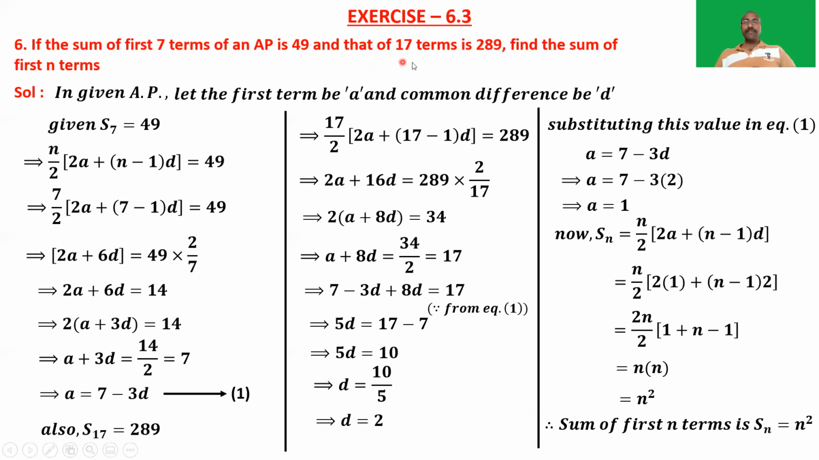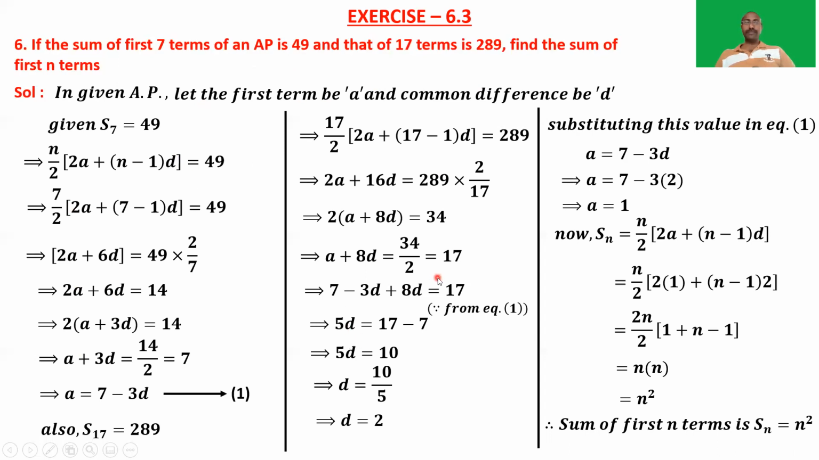And the sum of 17 terms is 289, which is equal to 17 square. S7 is equal to 7 square, S17 is equal to 17 square. In that way, we can easily say that Sn is equal to n square also. But we need to prove it here. So for that, we did this solution.